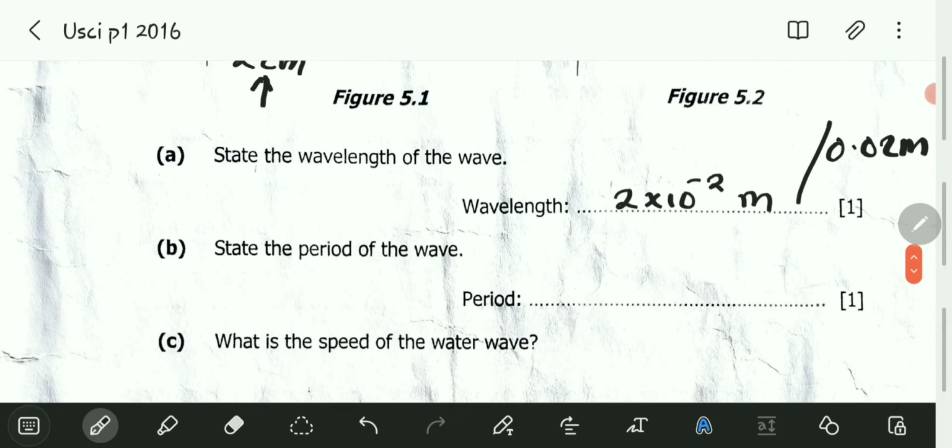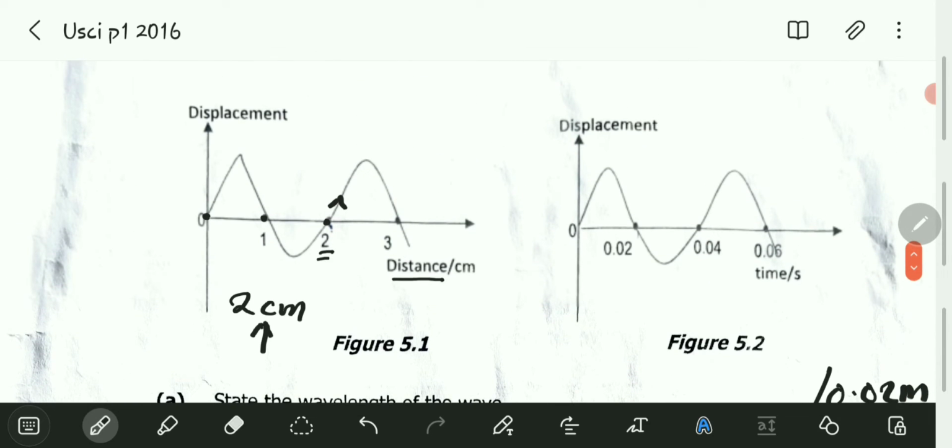All right. Then we go to B. State the period of the wave. So the period is time. So we move from the displacement distance to the displacement time graph. The time here is in seconds. What is period? Period is the time taken for the generation of one complete wave. So we are looking for the time it takes to produce one complete wave.